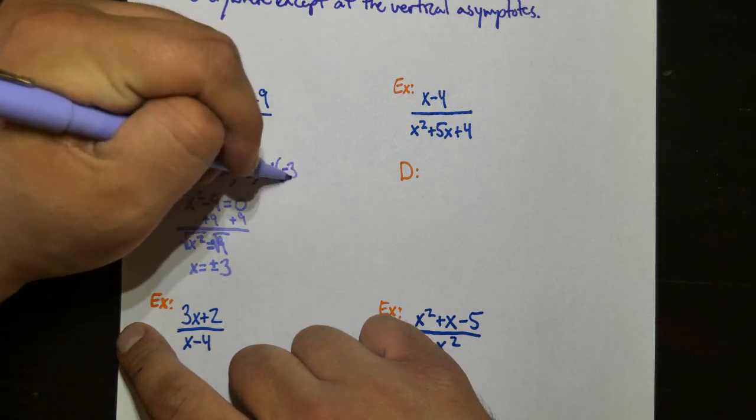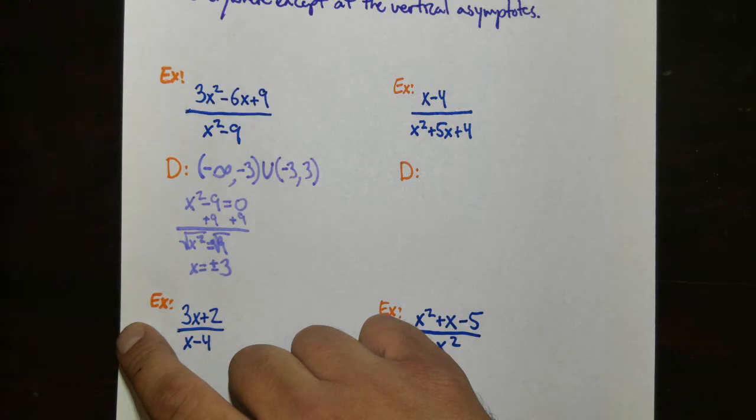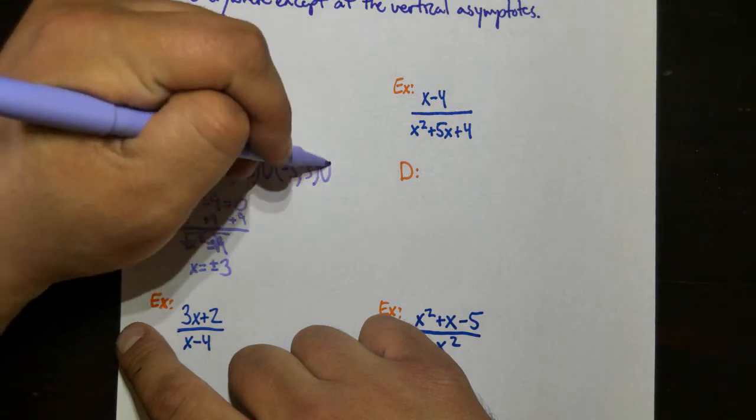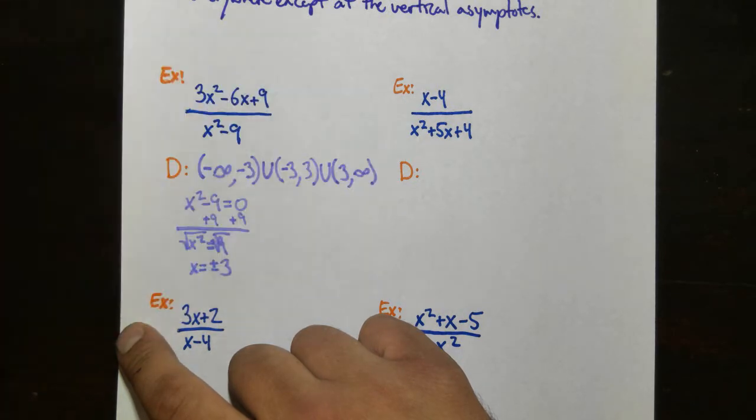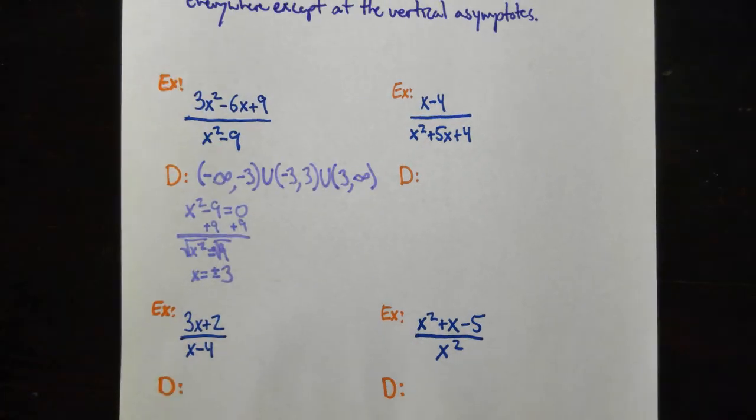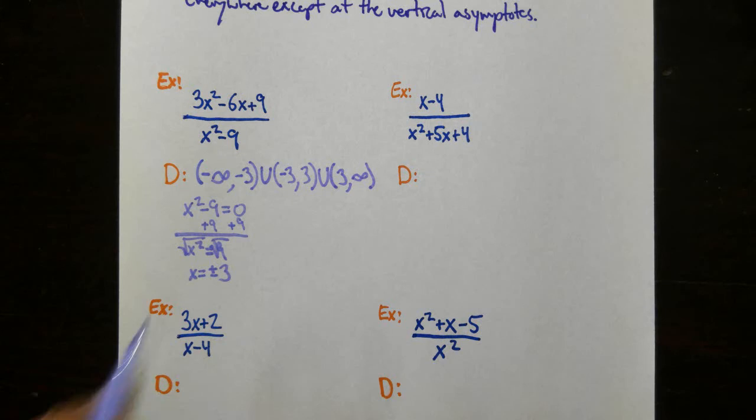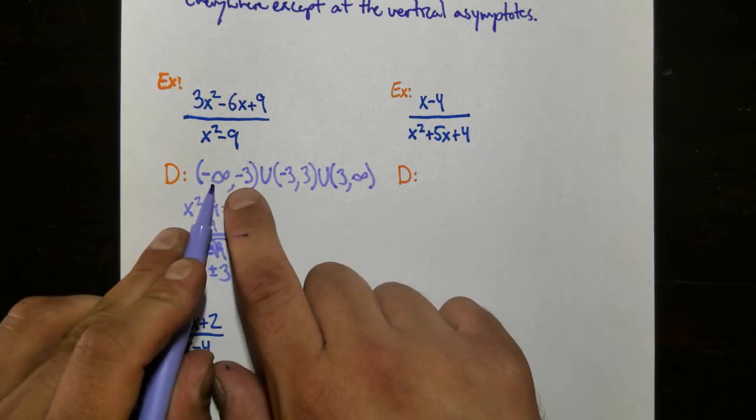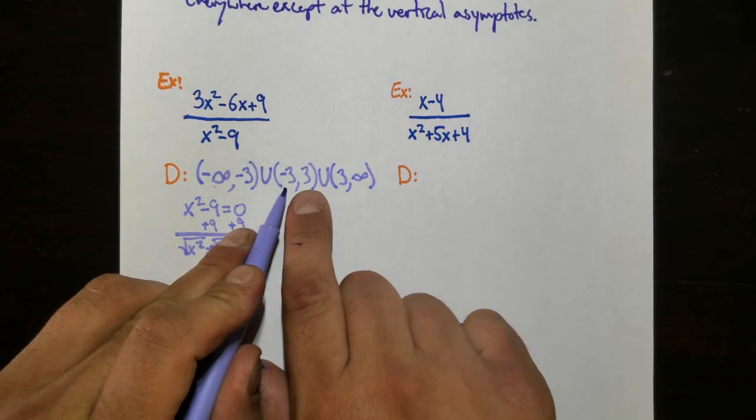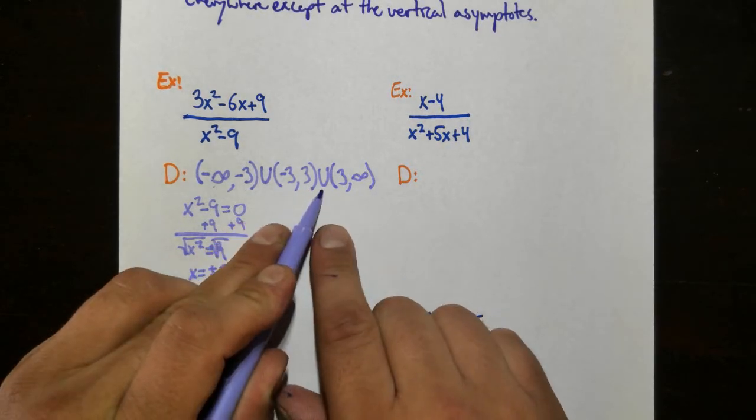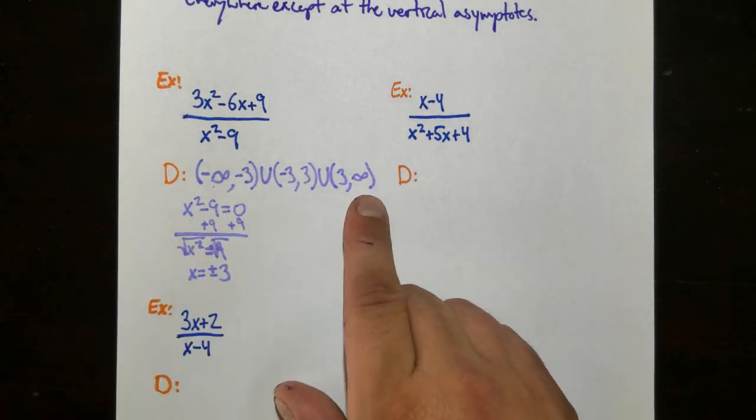and then it exists from negative 3 to positive 3, and then another union, and then it exists at 3 towards infinity. So we always go from left to right when talking about domain. So it exists in this section. It doesn't exist here. It exists in this section. Doesn't exist here, and then it exists in this section.